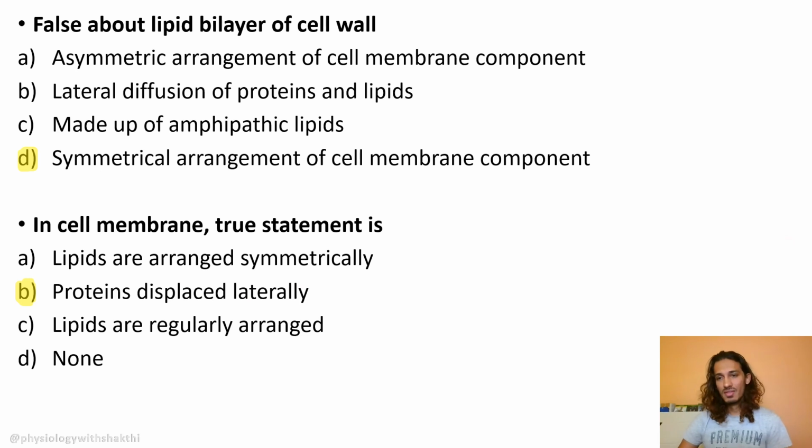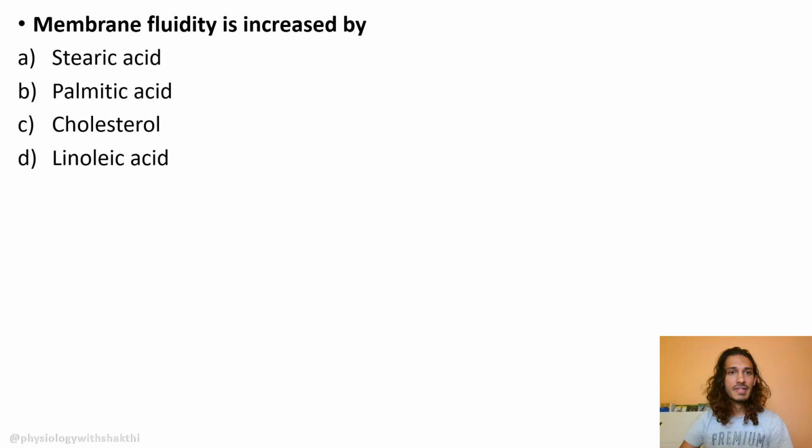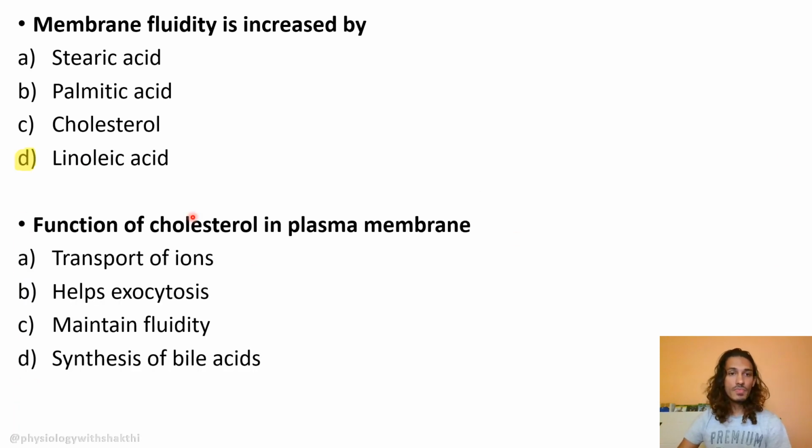These are questions that have been asked previously, which I've seen in many question banks, so I put them up. Membrane fluidity is increased by, so this is not going to be it because it's saturated. Linoleic acid is there, so that's going to be the option. Function of cholesterol in plasma membrane: cholesterol helps to maintain fluidity. At high concentration it increases the fluidity, and at much lower concentration it decreases the fluidity.